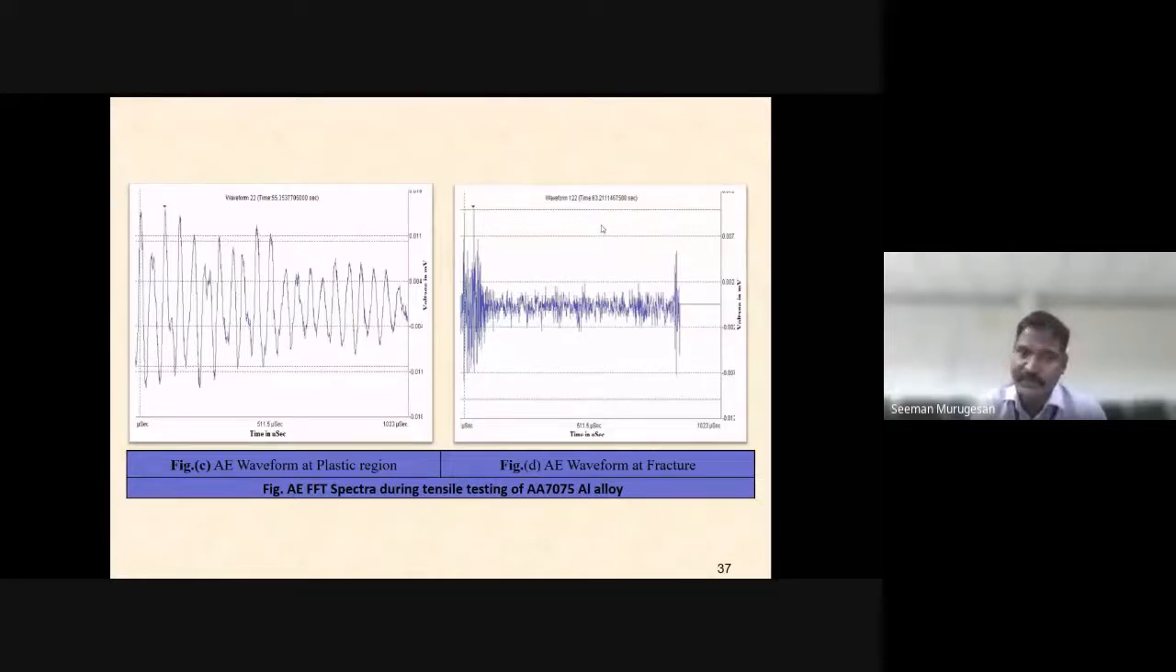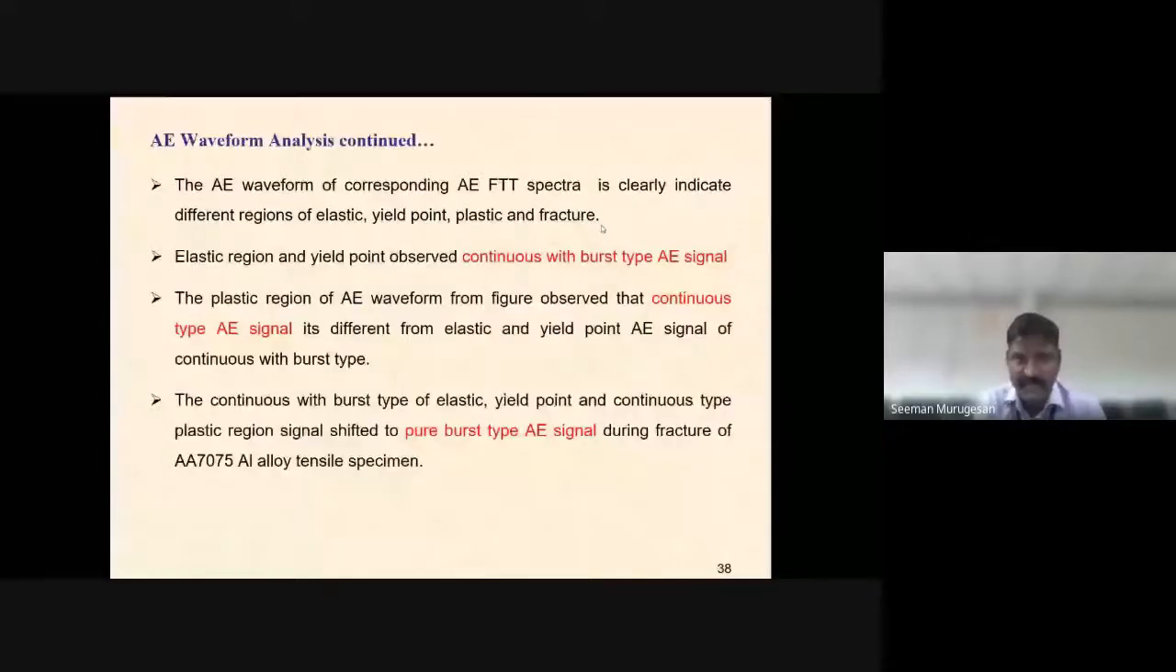So the AE waveform also indicates that in the yield point region it is continuous with the burst type of signal. But in the plastic region, it is almost a continuous type of signal. But in case of fracture, a more burst type of signal will be observed in the AE waveform. So at the yield point we observe continuous with the burst type of AE signal, and in the plastic region the waveform shows a continuous type of AE signal.